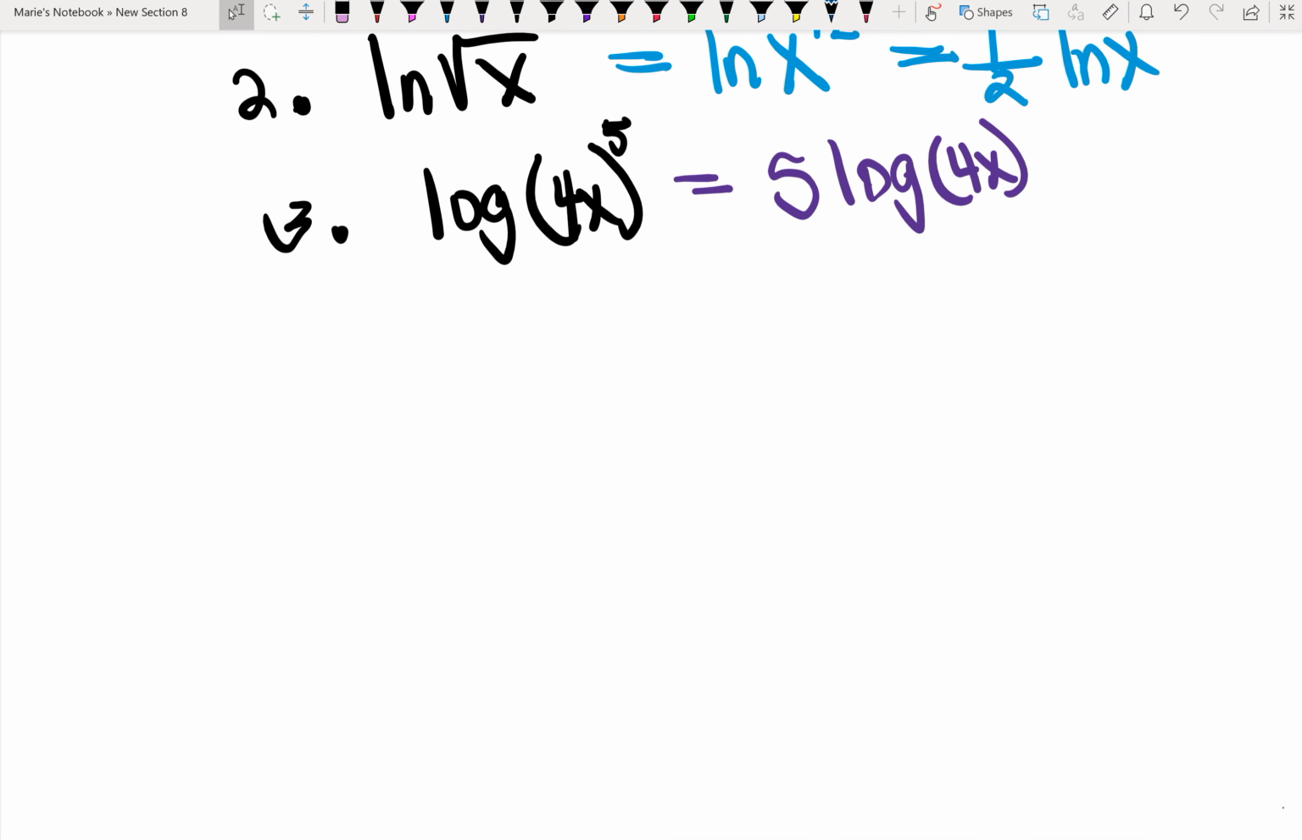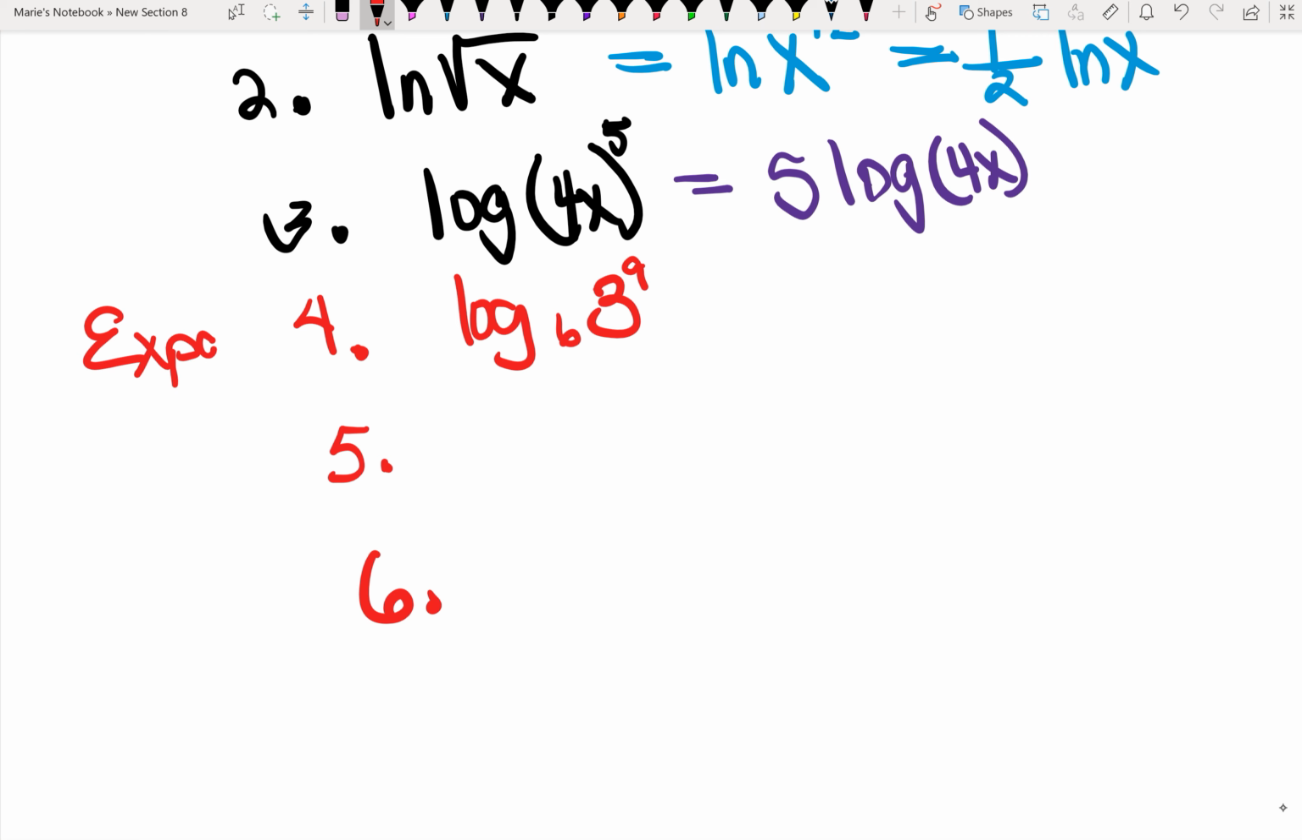So let's do some more for practice. So I'll give you examples 4, 5, and 6, and let's see how you do. And so you have log base 6 of 3 to the 9th. Again, the direction is to expand this. Okay, and so in this case, this expands, again, it's just simply moving the exponent forward, and then this leaves us 9 log base 6 of 3.